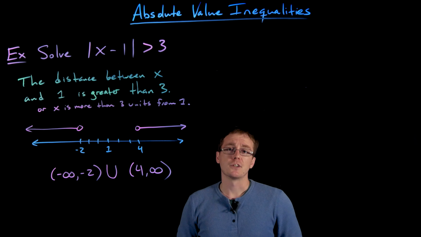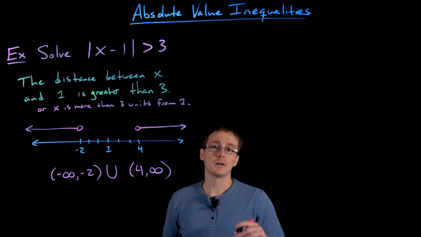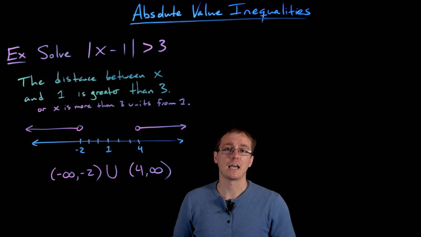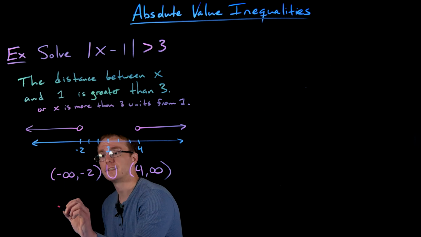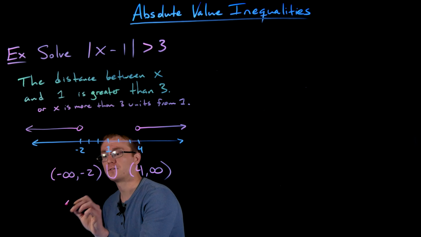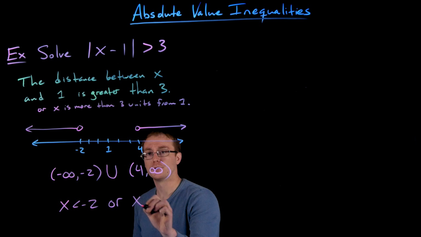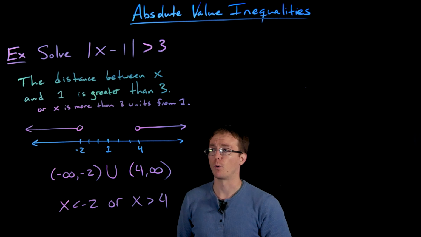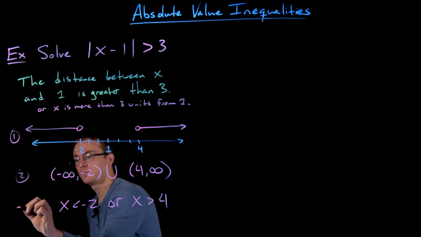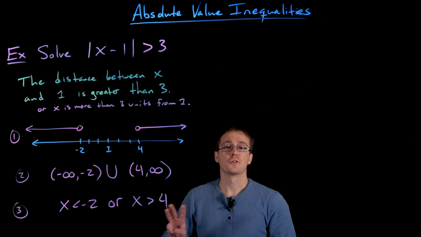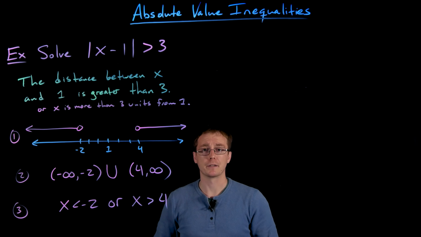And so the third way we saw to describe our solution set was not graphically or using interval notation, but using inequalities, or sometimes set builder notation. So if we want to describe this using inequalities, we could say it's all x values less than negative 2 or x values greater than positive 4. So those are 3 equivalent ways to describe the same solution set to the same inequality.